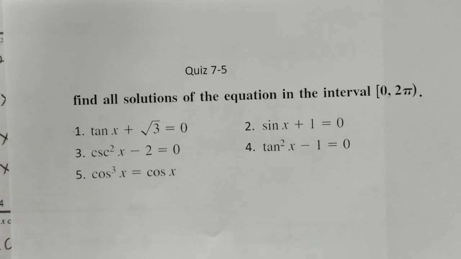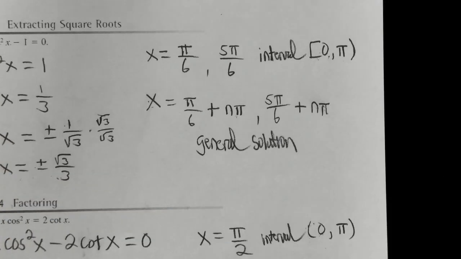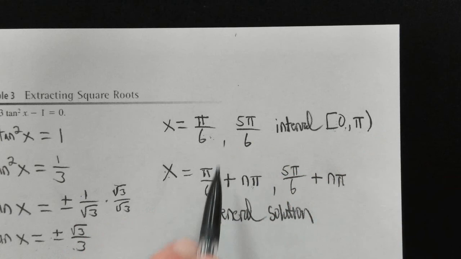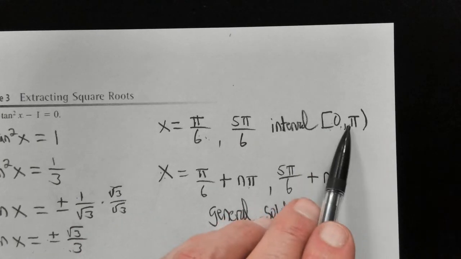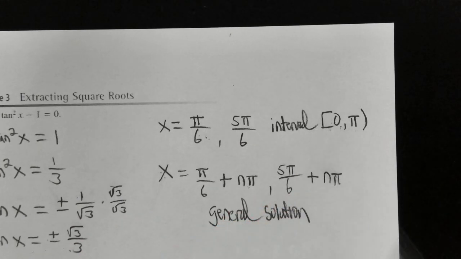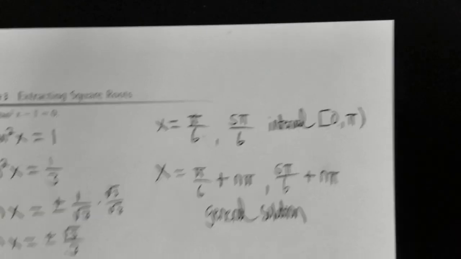So just keep that in mind when you're going to find the solutions, that you do have to add another pi to whatever you get in order to encompass the interval from 0 to 2 pi. Okay, so keep that in mind for number 1 and number 4. So other than that, that's it. And you're ready for your quiz.